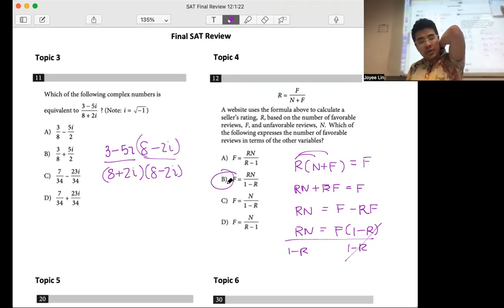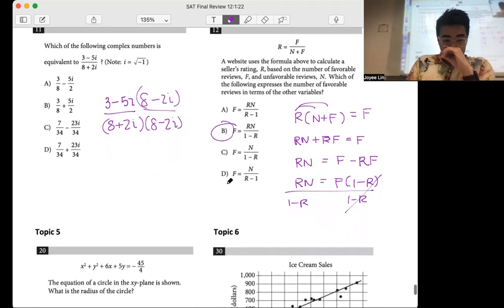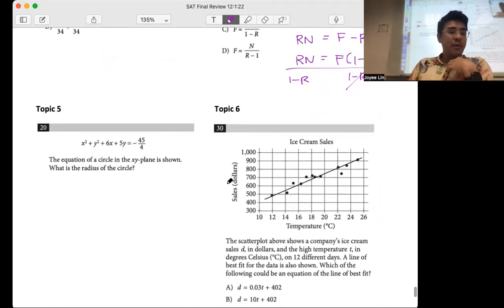If you really wanted to, you could try to plug in numbers for all of them and then see which one is true. Okay. Topic number 5, that one's completing the square, right?